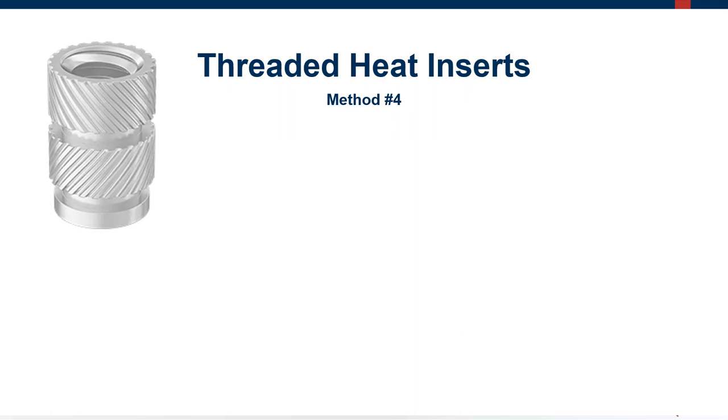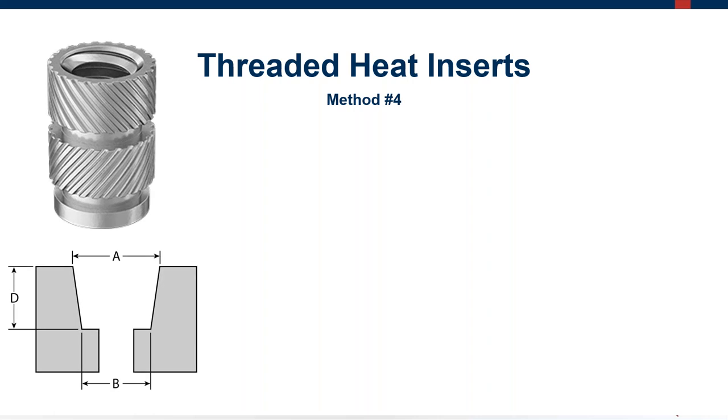The last method is your threaded heat inserts. You can buy these online. You probably won't find them in a lot of your general stores. There are many heat inserts meant for general plastics, ABS or injection molded parts, but becoming more and more common are these heated inserts for 3D prints. And again, McMaster has them. There are a lot of other online retailers that sell them, and it's just variations. It's your size, your method for grabbing onto the filament. But again, definitely look around online and see what kind of things you can find.